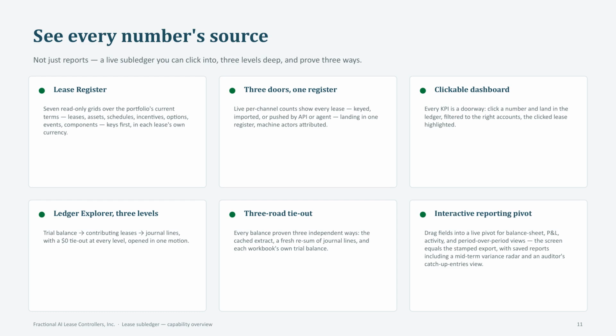A ledger explorer that goes trial balance to contributing leases to journal lines with a 0 tie-out at every level. And a 3-road tie-out. Every balance proven 3 independent ways. The cached extract, a fresh resum of the journal lines, and each workbook's own trial balance.